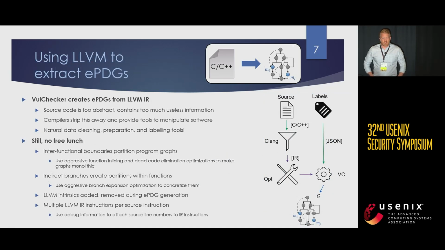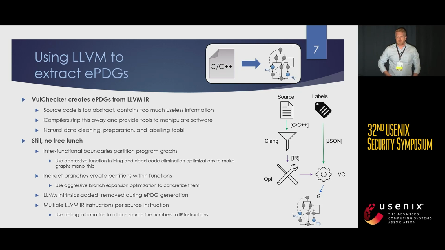So how are we actually generating ePDGs? Well, we don't want to do it from source code. Source code is abstract. It's meant for people to read and write. And ultimately, this means it contains a lot of useless information for machine learning. We don't care what variable names are. They have no bearing whatsoever on actual software vulnerabilities. We don't care about syntactic sugar.